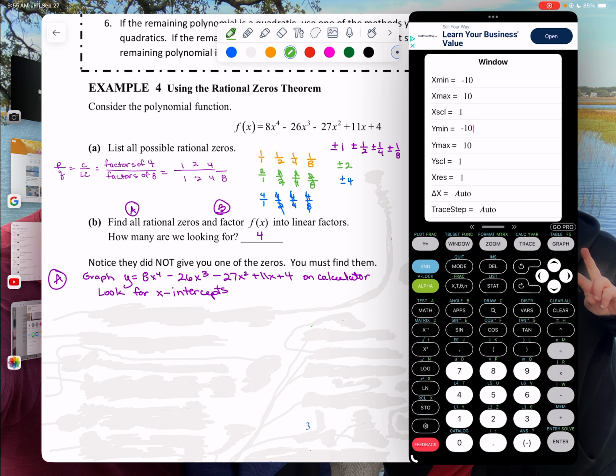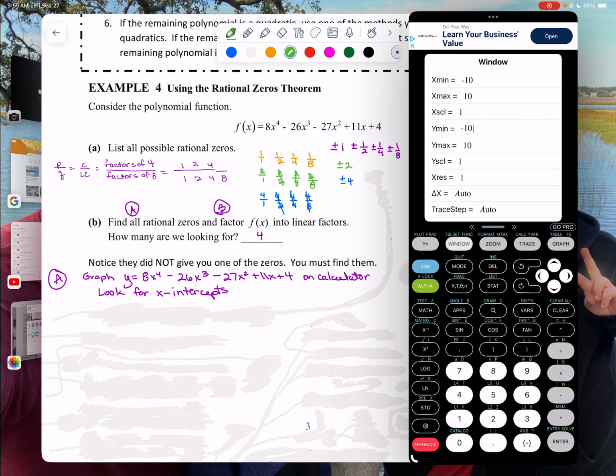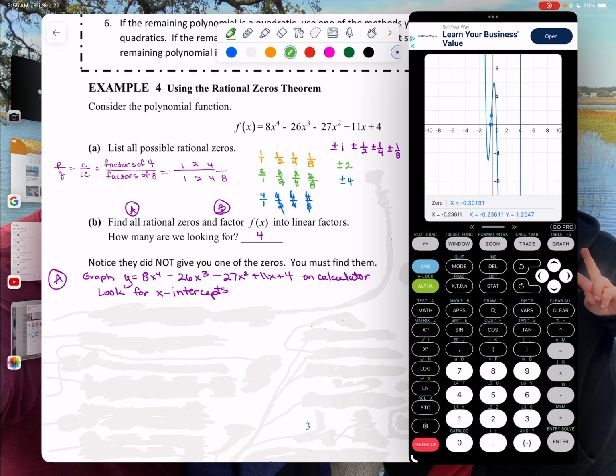Or you can come up here where it says zoom. Do you see right beside window? It says zoom. So if I hit that button, zoom, I could come all the way down here to the zoom standard, which is number 6. Zoom standard, and it sets my window automatically to this. And then it automatically graphs it. So there's my graph.